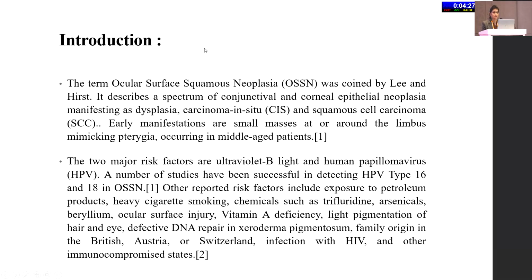Early manifestations are small masses at or around the limbus mimicking pterygium, occurring in middle-aged patients. The two major risk factors are ultraviolet B light and human papillomavirus. A number of studies have been successful in detecting HPV type 16 and 18 in ocular surface squamous neoplasia. Other reported risk factors include exposure to petroleum products, heavy cigarette smoking, chemicals like trifluridine, arsenicals, beryllium, ocular surface injury, vitamin A deficiency, light pigmentation of hair and eye, and defective DNA repair in xeroderma pigmentosum. Familial origin is also seen, as is infection with HIV and other immunocompromised states.